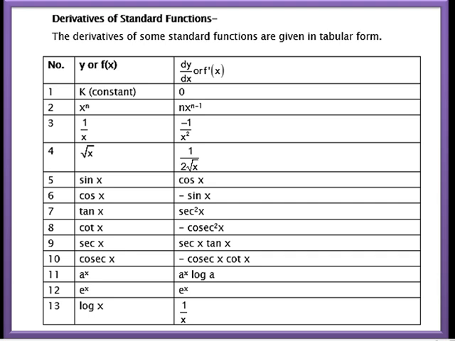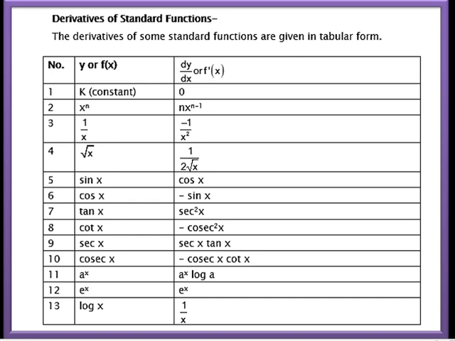So if you use this formula, what will be the derivative of 1 upon x? It will be minus 1 upon x square. What will be the derivative of root x? 1 upon 2 root x. Now we know that derivative is a rate measurer. What will be the derivative of a constant? A constant is one which does not change.